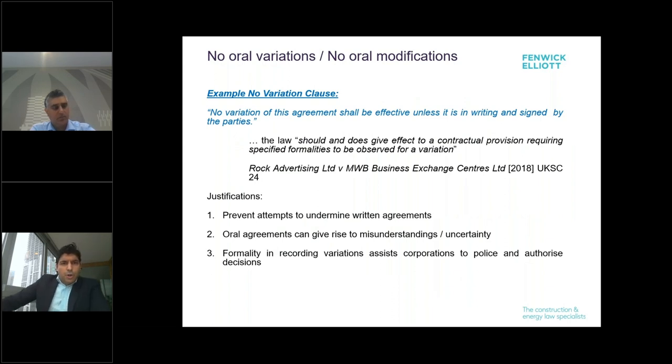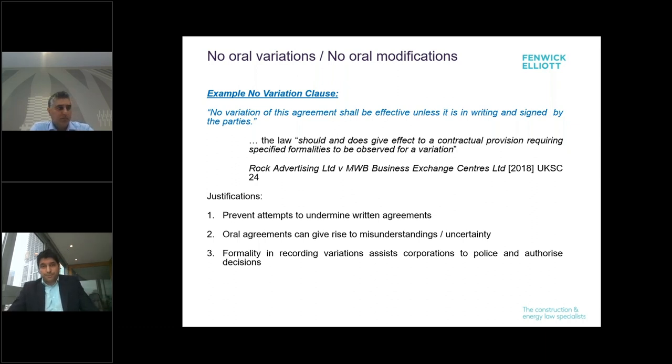Next, we've got no oral variations, or sometimes you might see them referred to as non-oral variation provisions. Variations are obviously a very key feature of construction contracts, and you may well have seen a provision not too dissimilar to this: no variation of this agreement shall be effective unless it's in writing and signed by the parties. Now, those provisions did used to get challenged because the argument would be, well, we agreed that when we entered into the contract, but at a site meeting, that was clearly overridden between two parties who made an agreement.